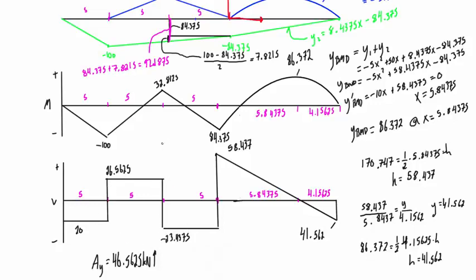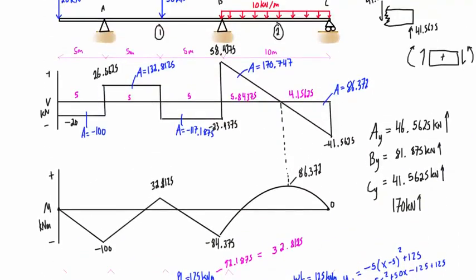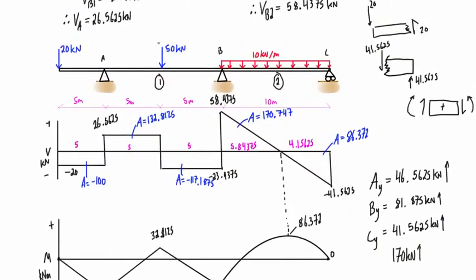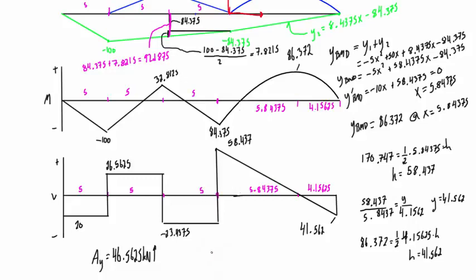This jump going down is due to the point load. Let's see if we can find a diagram. Where was that? Yeah, there we go. So this is a 50 kilonewton point load pressing down. That's what that jump is coming from. And then this next jump here is going to be from the reaction at B. So this is going to be BY. And we have 23.4375 plus 58.437. That gives us a magnitude of 81.8745 kilonewtons. That's going up.